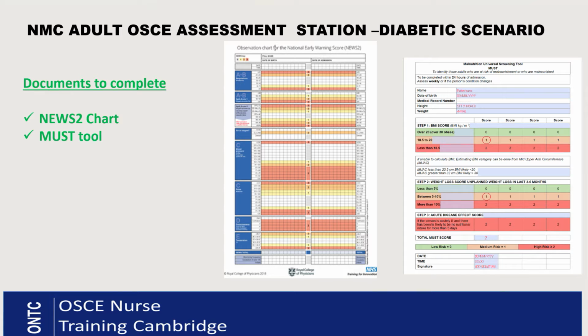Another paper you will see is the MUST tool. Normally, for your community scenario, they give you a malnutrition universal screening tool to complete for this patient because they are experiencing malnutrition, because of being a long-term diabetic. Okay, so that's what it is. That's the paperwork you get.